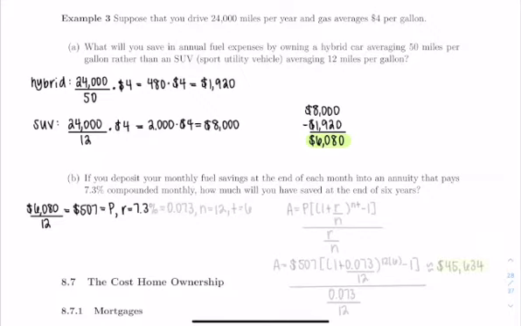Our rate is 7.3%, which is 0.073. Our N is 12, and our T is 6. And so as a reminder, our formula is A equals P times 1 plus R over N raised to the NT, minus 1, all over R over N.